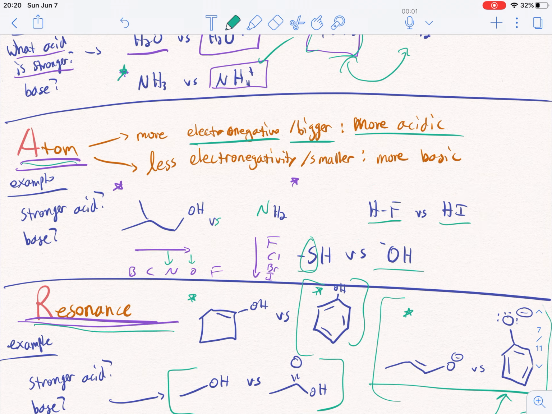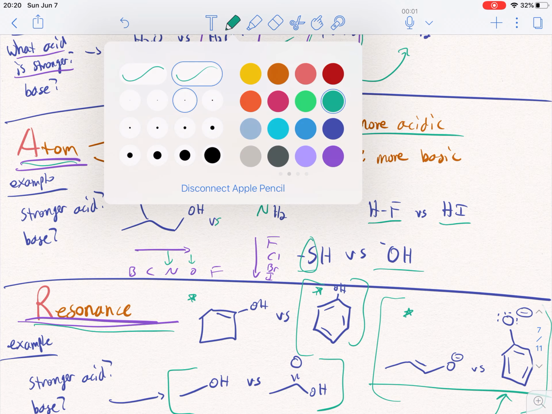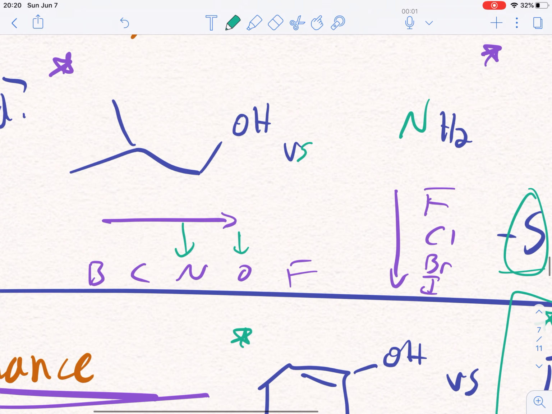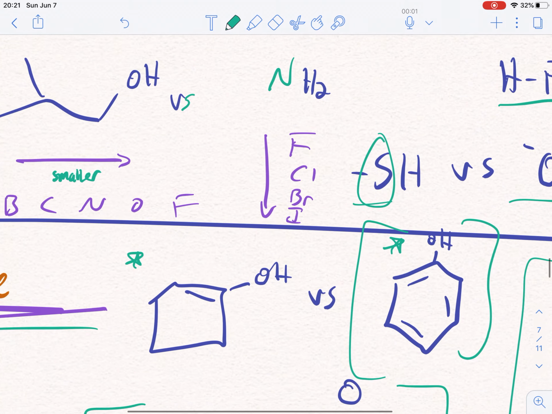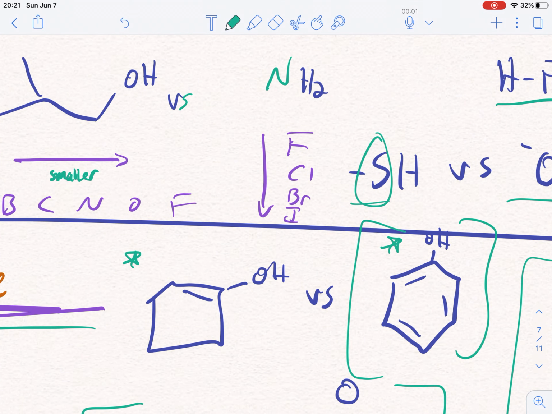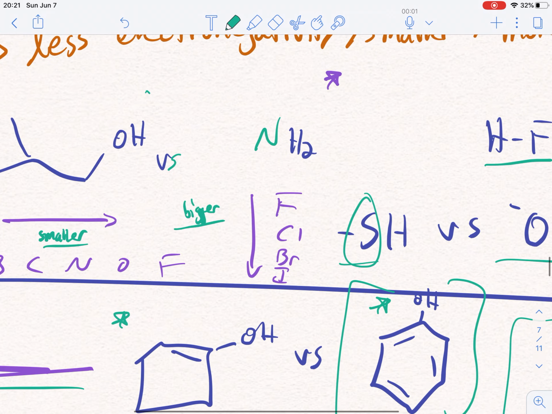HF versus HI. When we reference the periodic table, what we find is there are trends, right? The periodic table is very important for trends. From left to right, you're getting smaller. From top to bottom, from fluorine to iodine, you're getting bigger. So keep note of these things when you're comparing elements.